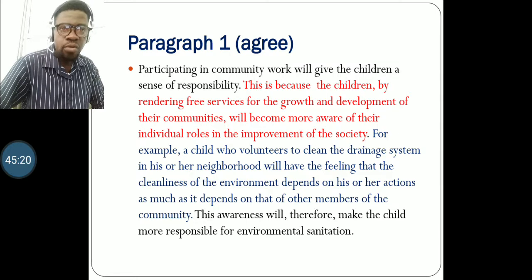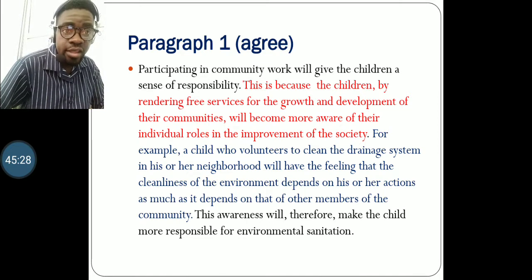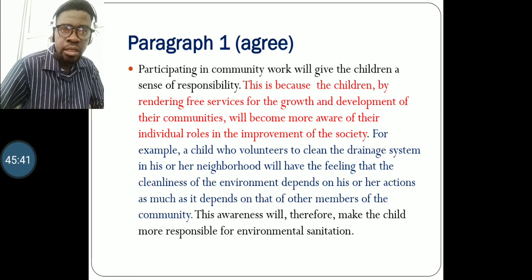For example, a child who volunteers to clean the drainage system in his or her neighborhood will have the feeling that the cleanliness of the environment depends on his or her actions as much as it depends on that of other members of the community. And then there is an outcome. This awareness will therefore make the child more responsible for environmental sanitation.